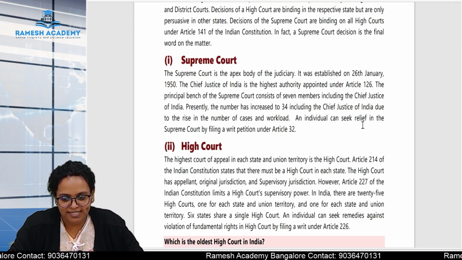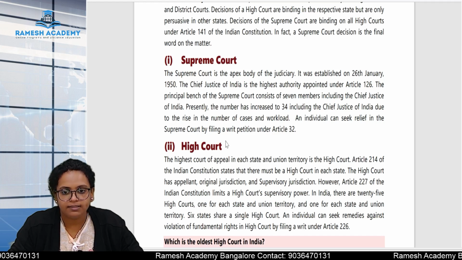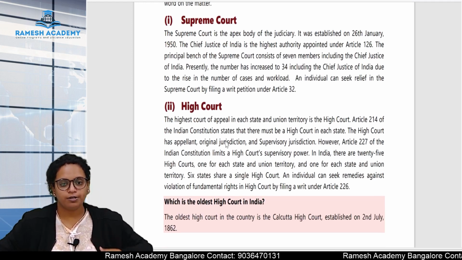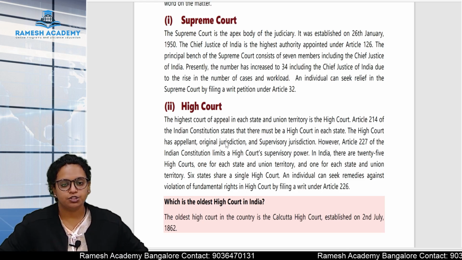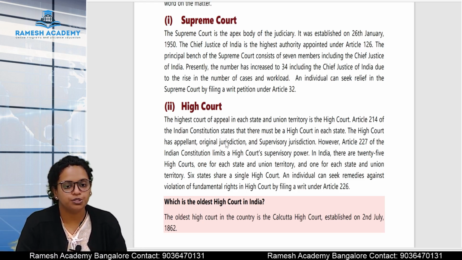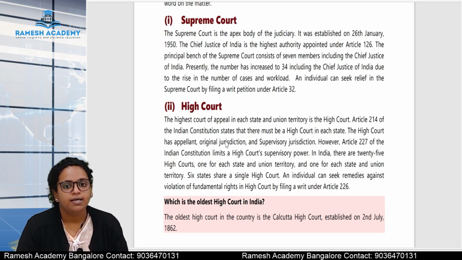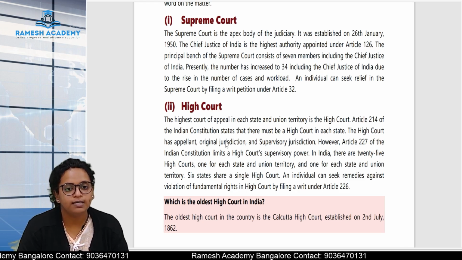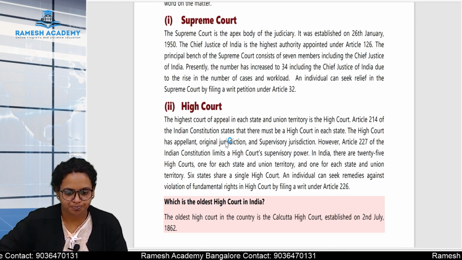An individual can seek relief in the Supreme Court by filing a writ petition under Article 32. So if an individual wants a decision to be taken by the Supreme Court, wants to hear the decision by the Supreme Court, then he can go, an individual can seek relief only by filing a writ petition under Article 32.